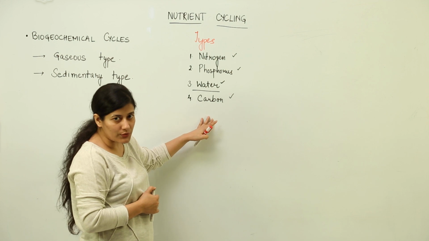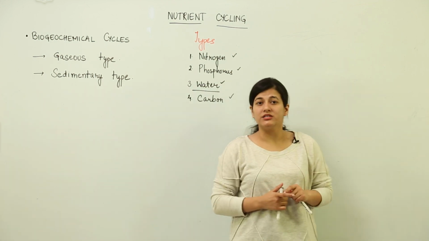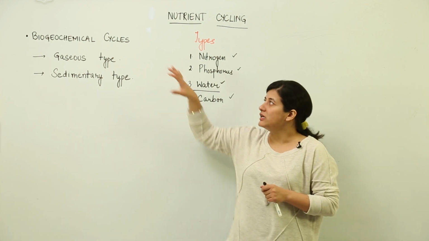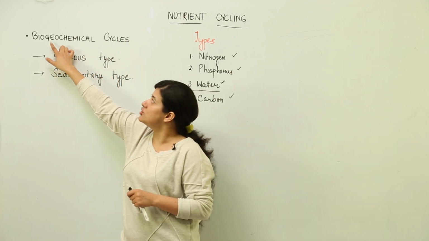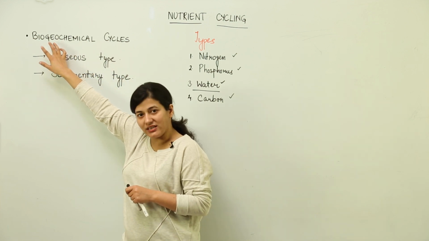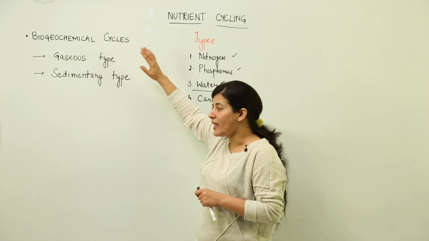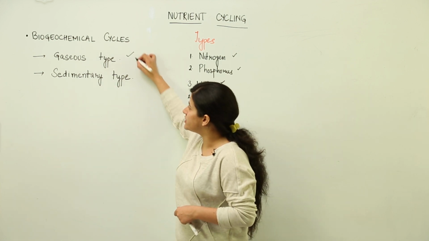each nutrient undergoes. But before that, we need to understand that when we are considering nutrient cycling in an ecosystem, we study biogeochemical cycles, alright. Bio means living, geo means related to earth, and chemical would be involving the nutrients in their chemical states. So we have biogeochemical cycling, and it is further of two types, the gaseous type and the sedimentary type.